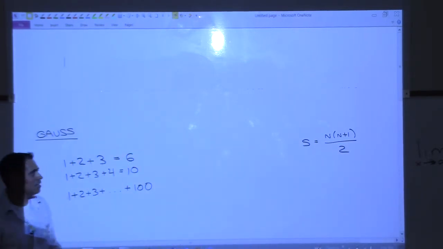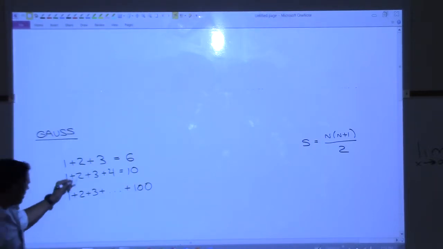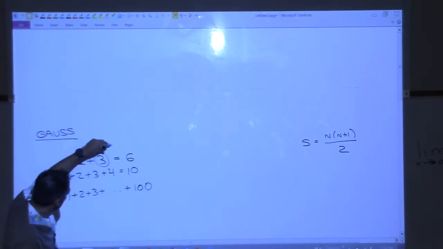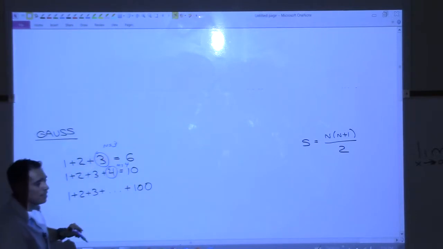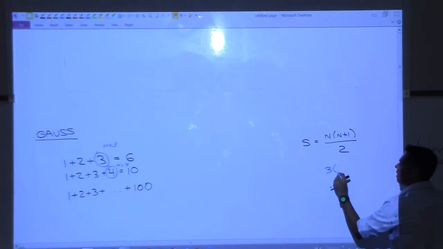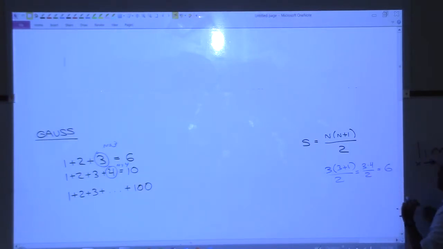Okay, so before I get into more of the story, let me explain what that is. That is a formula for adding up these numbers without actually having to add them up. So for this first problem, the n would be 3. And for this one, the n would be 4. Okay, so let's just check that the formula works. If n is 3, what does this become? 3 times 3 plus 1 over 2. And that's 3 times 4 over 2, which is 6, right? And it matches the answer.